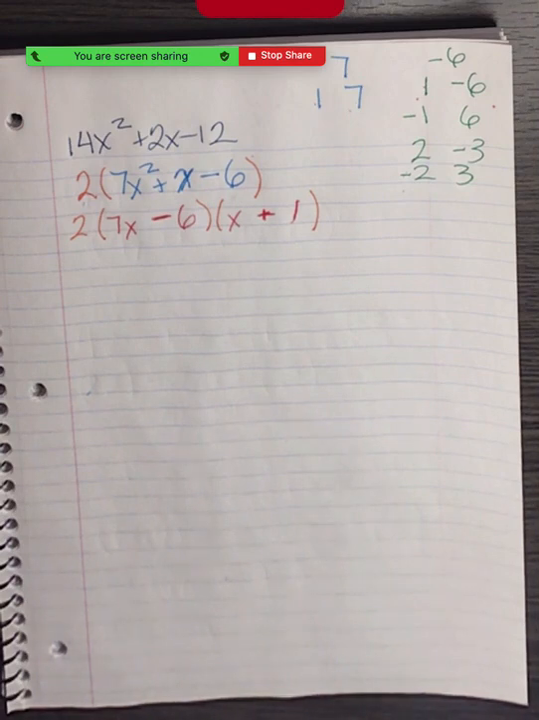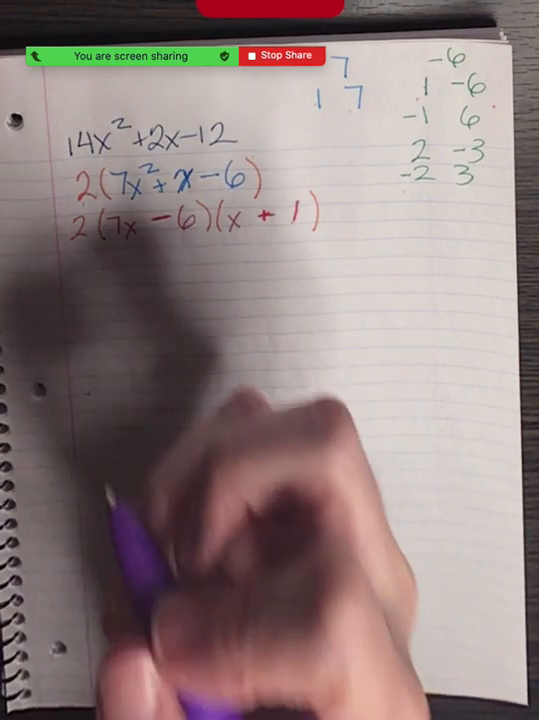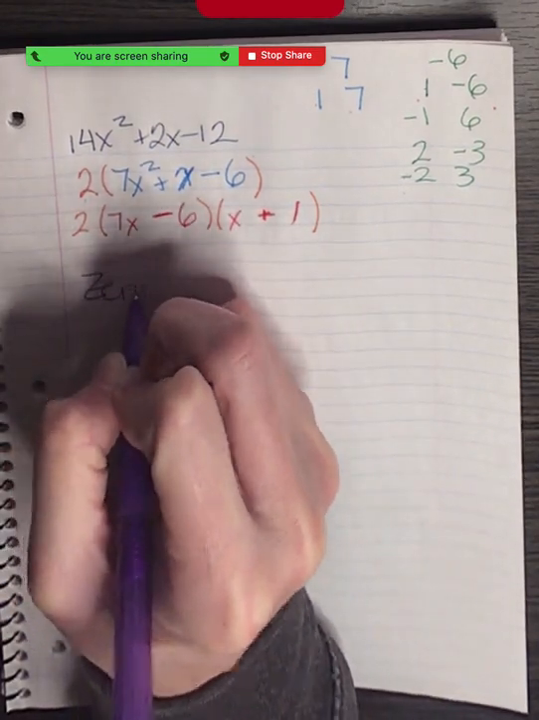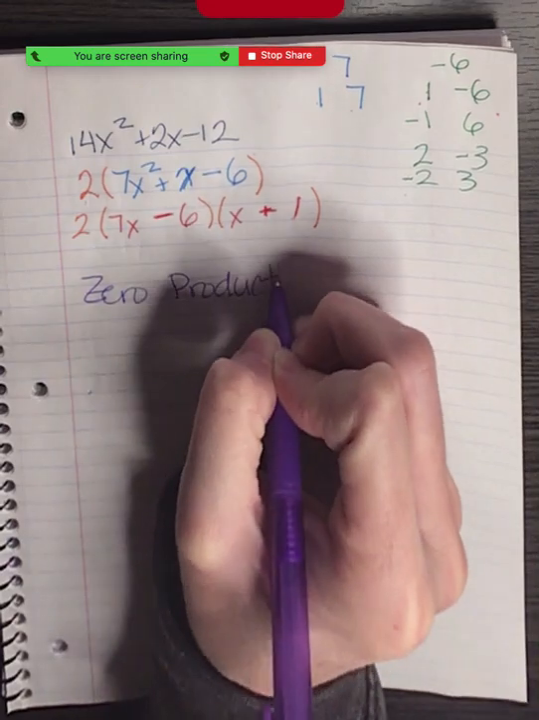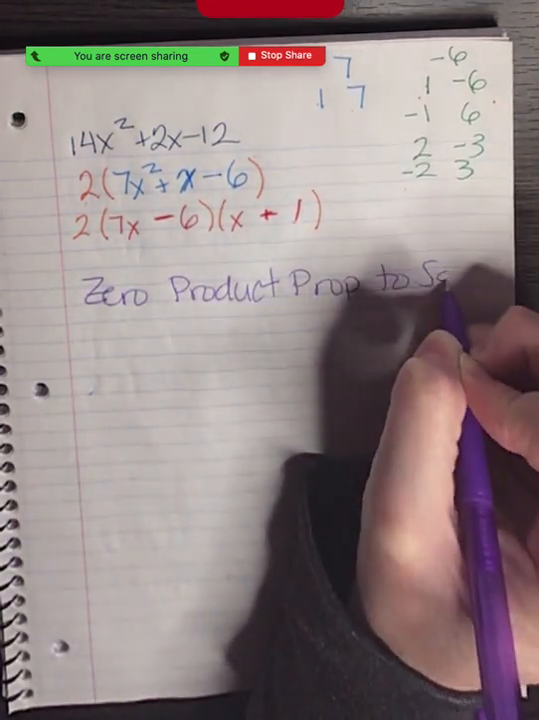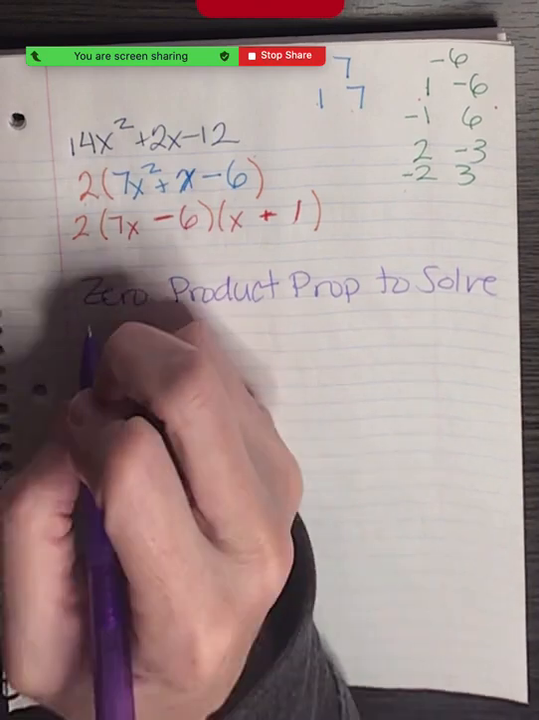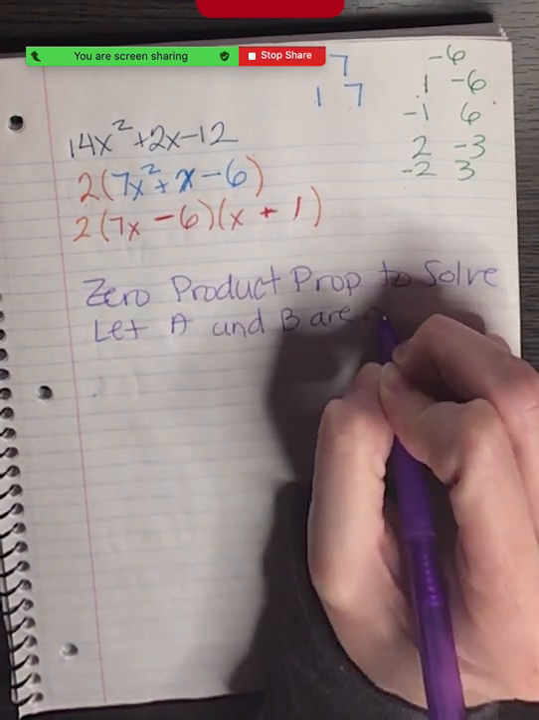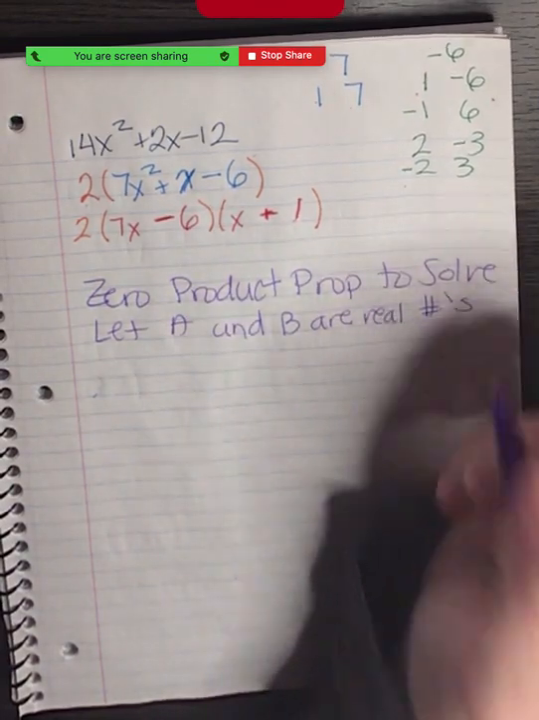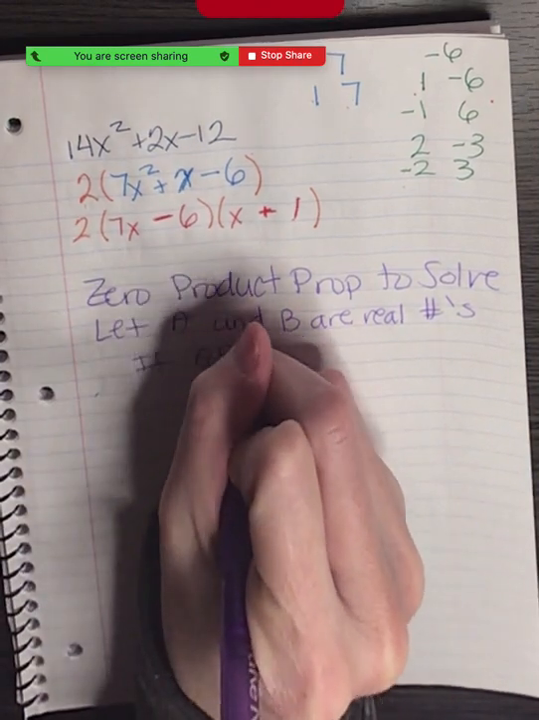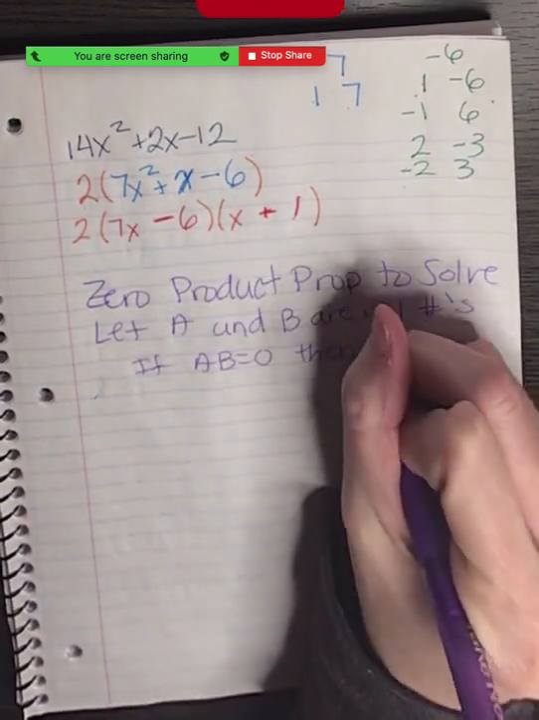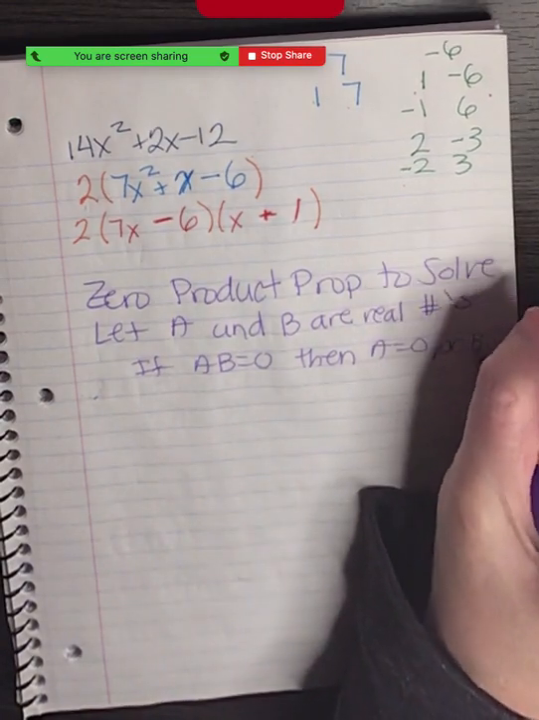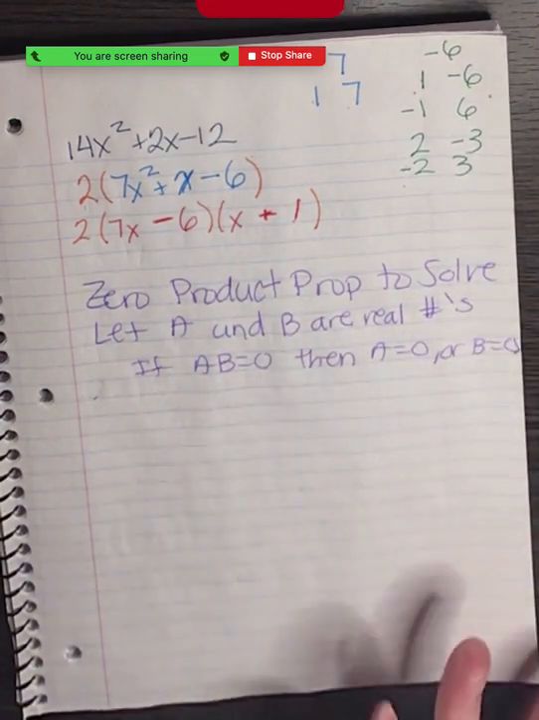Once a quadratic is factored, that can help us solve the equation. So you're going to use the zero product property to solve. And what the zero product property says is that you have A and B are real numbers. If their product is 0, then one of the factors has to be 0. So either A or B has to be 0.